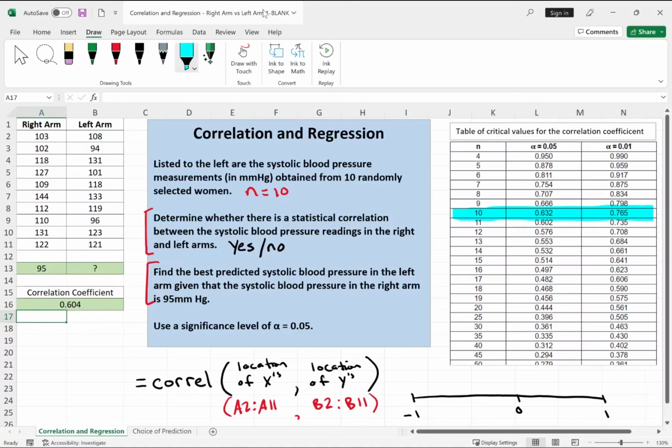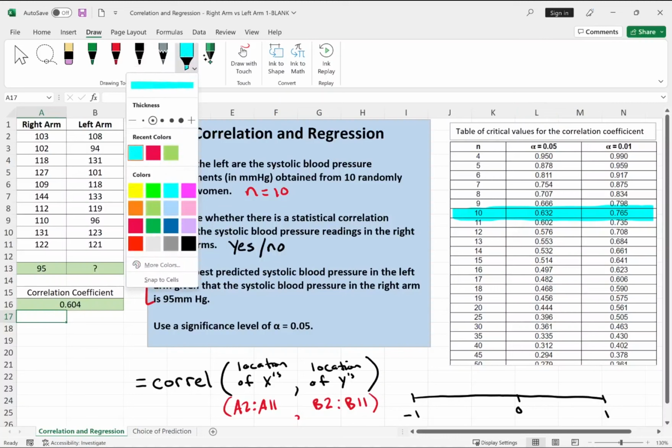And we're also told to use alpha, our significance level. Alpha is 0.05. So that just means we use the column for alpha equals 0.05. We have two columns of critical values, one for alpha equals 0.05 and one for alpha equals 0.01. And that level of significance is going to be given to you in the problem. So let me switch colors here to yellow. Blue and yellow makes green.